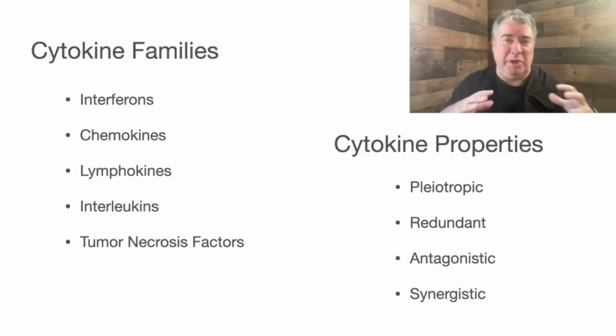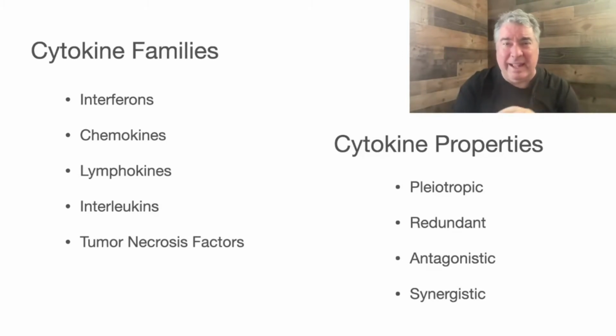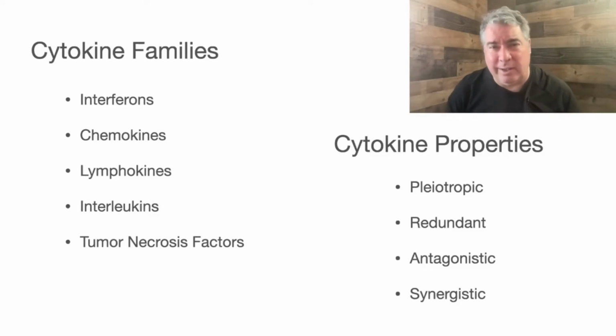So, those are the four main properties. Pleiotropy is really the big one, but these properties really show you the versatility of the cytokines, and as complex as our immune systems are, you should have an equally complex communication system between our cellular bases and the immune cells. Okay?